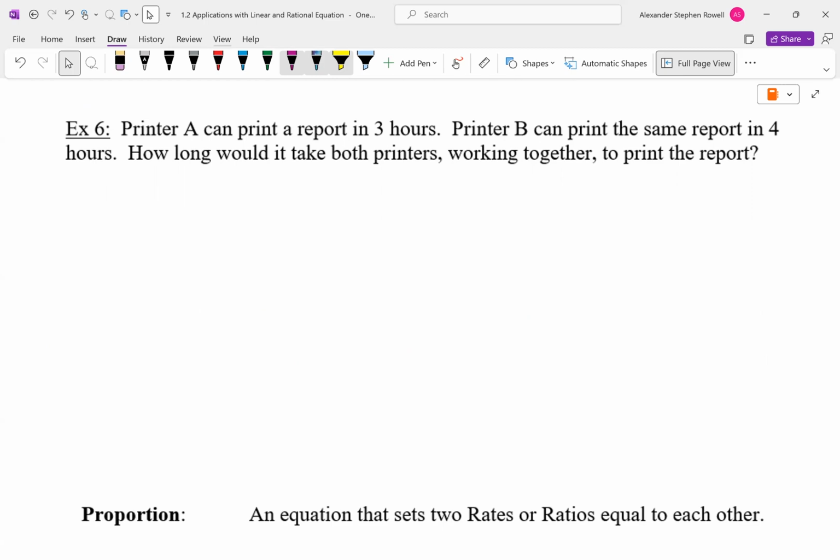Okay, here's a hypothetical question. It takes 3 hours for one printer, 4 hours for another. Would it take less than 3 hours, between 3 and 4 hours, or more than 4 hours if they're working together? Because 3 is the lowest they can go.